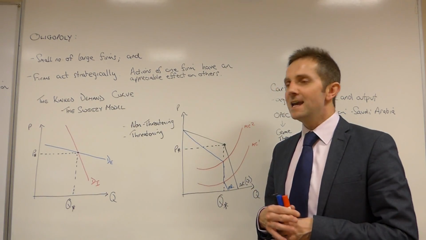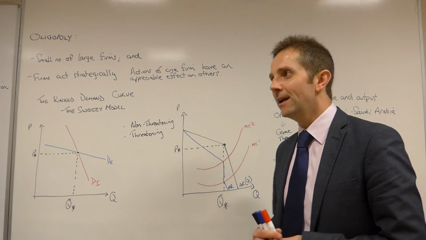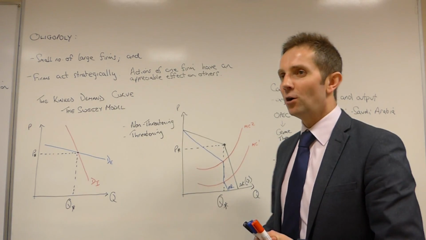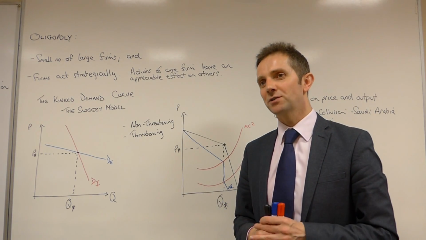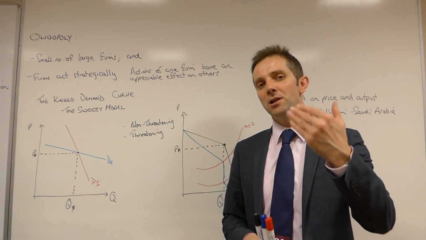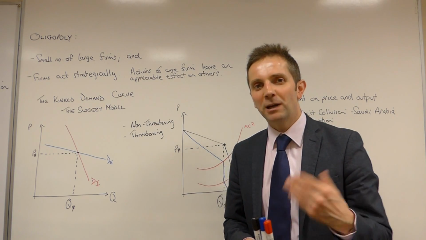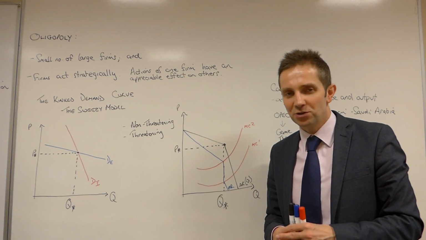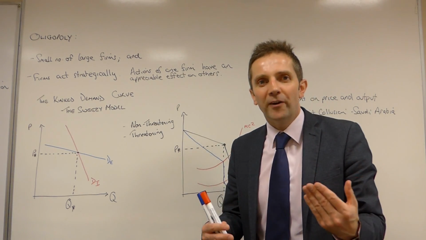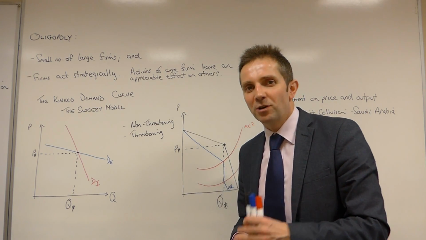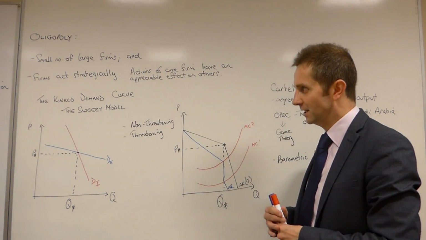We mean a market in which there are a small number of large firms. For example, the supermarket industry is a great example of an oligopolistic industry. The mobile phone telecommunications industry is another great example of an oligopolistic industry.